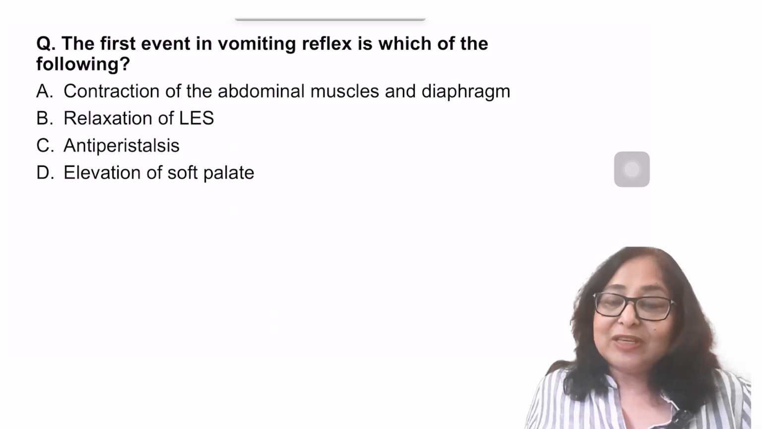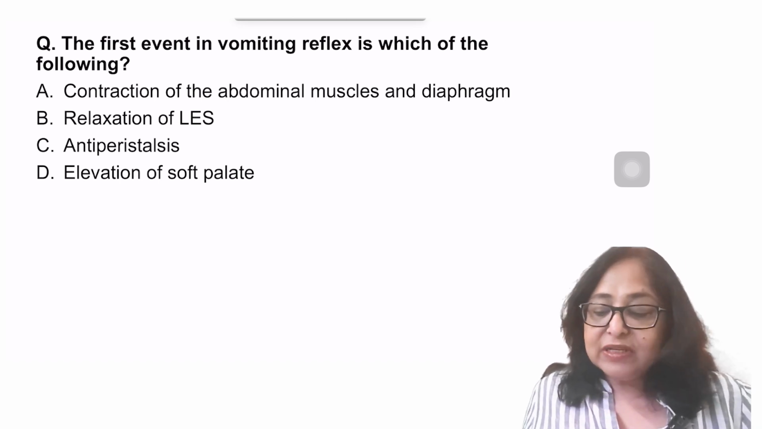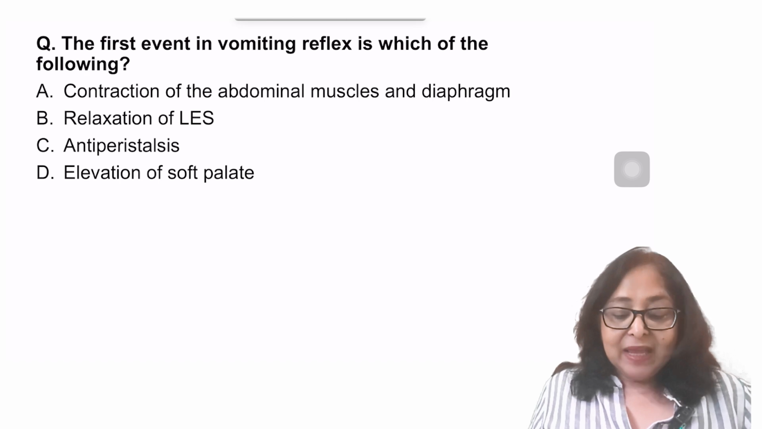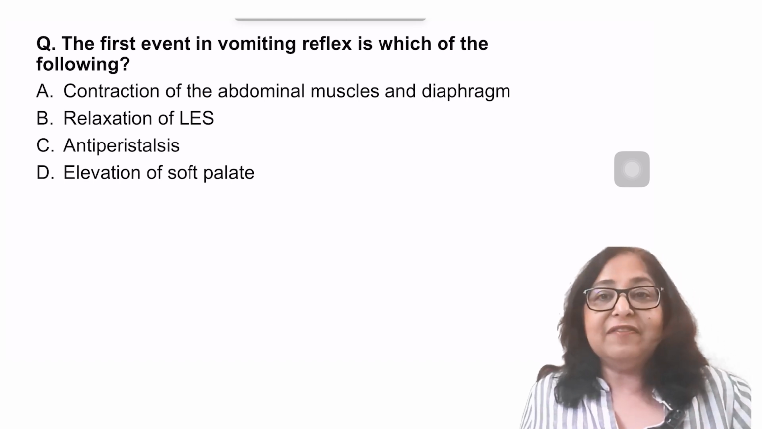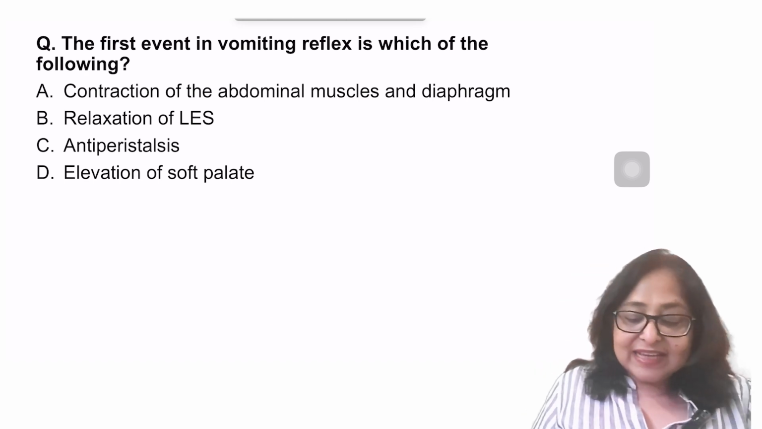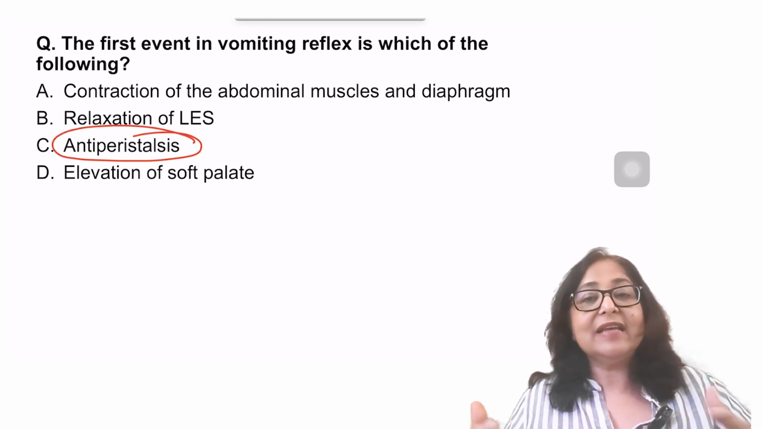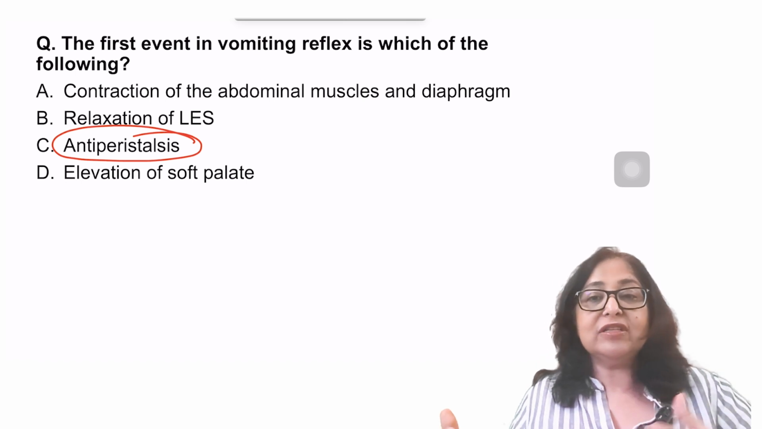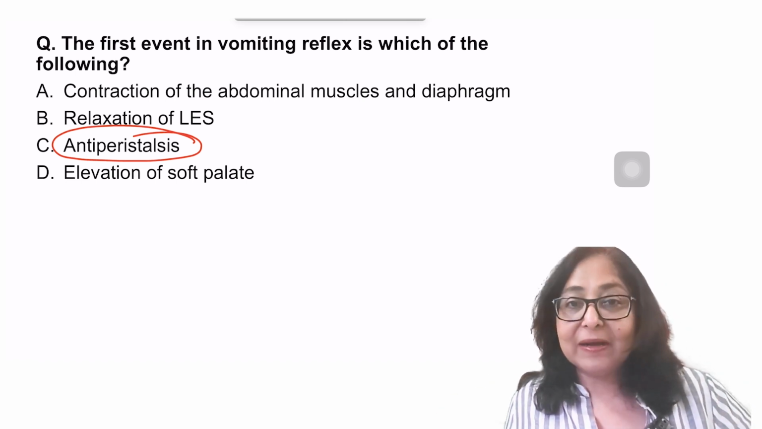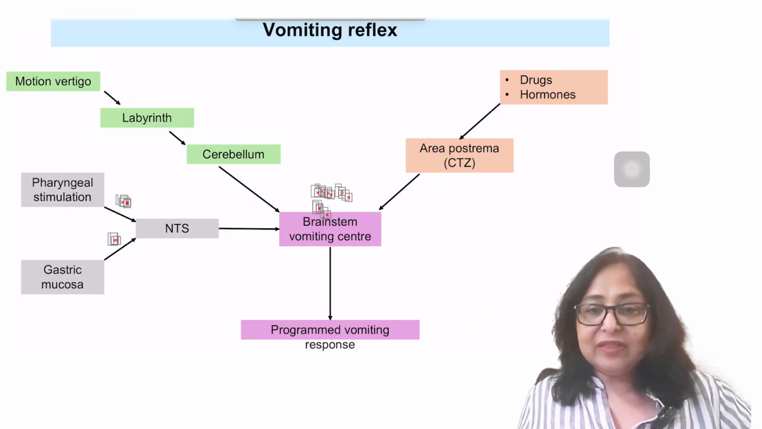Let's have a look at the next question. It says the first event in vomiting reflex is which of the following? Now, the very first event in vomiting reflex has to be antiperistalsis, a reverse peristalsis, where the intestinal secretions are pushed towards the stomach. So let's have a brief look at the vomiting reflex.